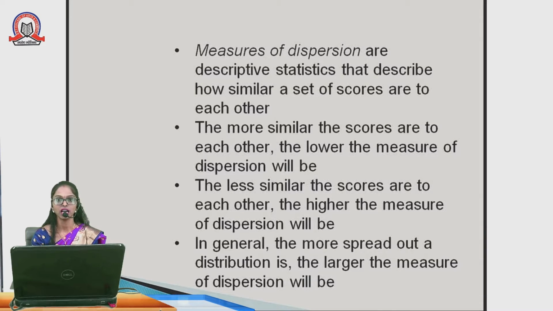Measures of dispersion are descriptive statistics that describe how similar a set of scores are to each other. The more similar the scores are to each other, the lower the measure of dispersion will be. The less similar the scores are to each other, the higher the measure of dispersion. In general, the more spread out the data is, the larger the dispersion. Means if my data is too large, then my dispersion is larger. If my data is small, then the dispersion is smaller.